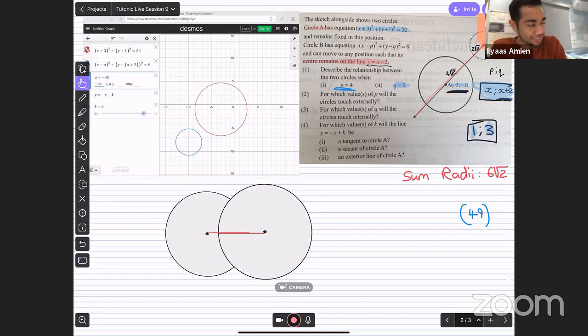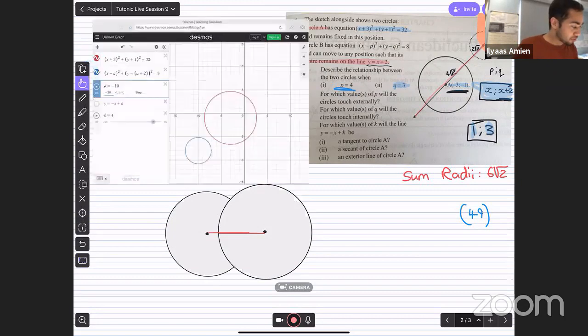Okay. This is a very important concept. But it's not difficult. Do you guys see? It's not difficult. You just have to think about it. Distance between the centers, sum of the radii. Okay?